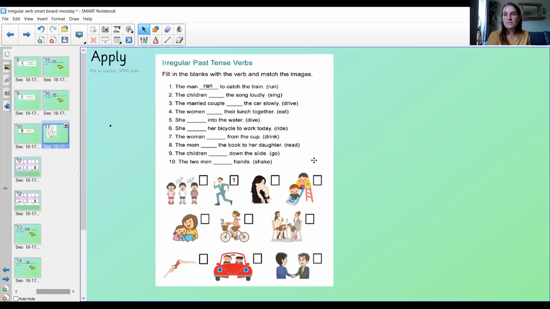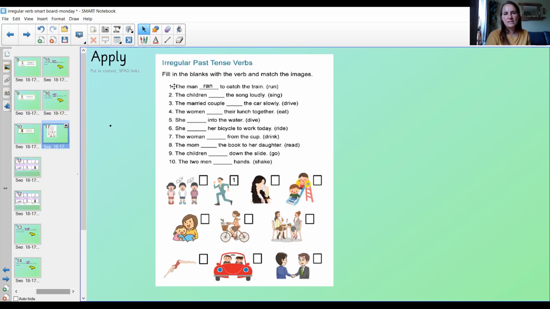Now, some of you might want to pause this recording so that you can do your work from this screen, or else I will upload this piece of work so that you can get it from your Dojo and you can use that if that's easier for you. So you can see the sentences have got a verb missing. So the children something the song loudly. Now you can see at the end, you've got the present tense verb that needs to be changed into the past. So you've got run, sing, drive, eat, dive, ride, drink, read, go, and shake. So those are all your verbs. You need to change them to past tense and fill them in.